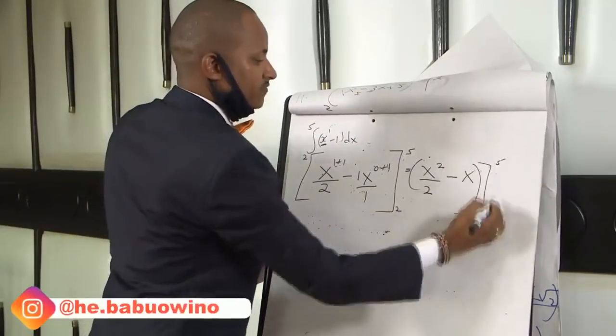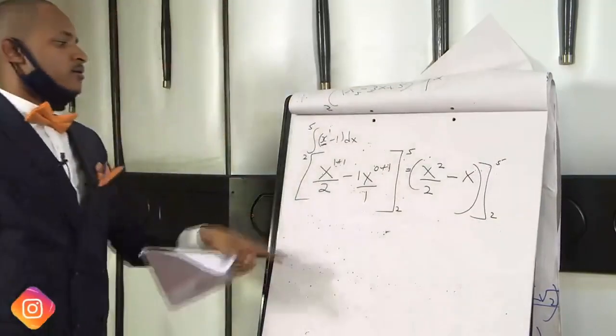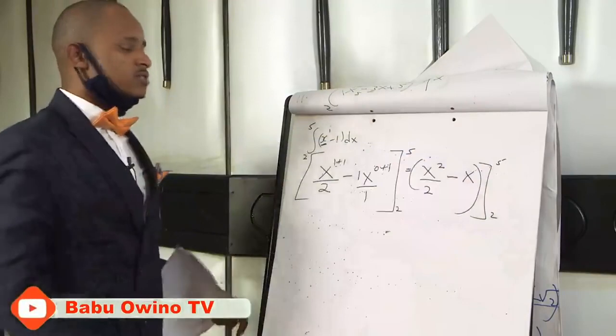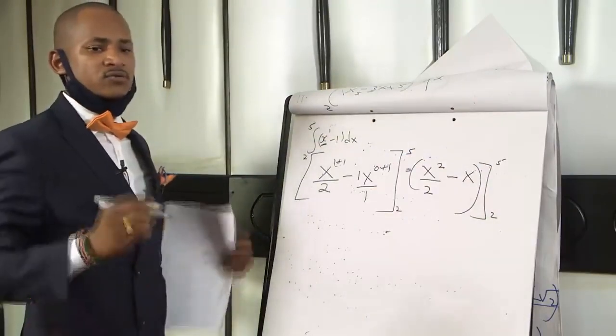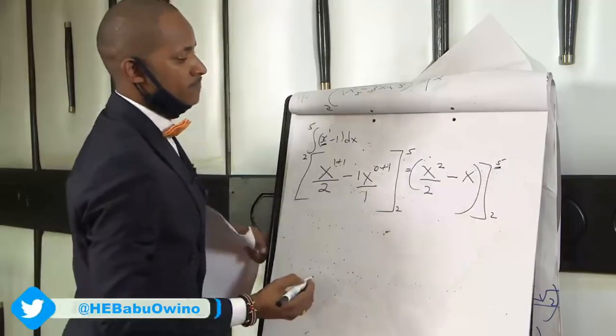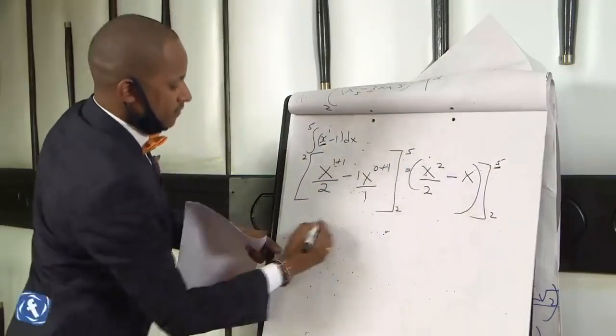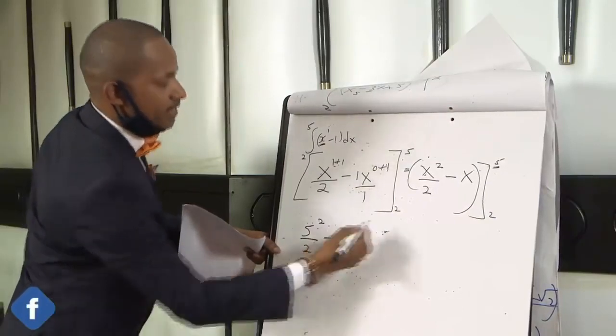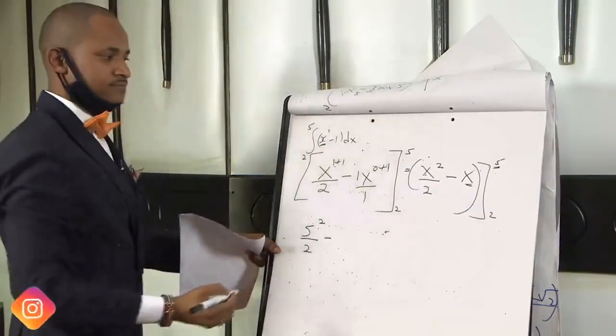Limits of 5 and 2. So when you want to open this bracket to insert the limits, where there is x, you start with the upper limit. Where there is x, you replace it with 5. So you say 5 squared divided by 2 minus x, here x is 5.